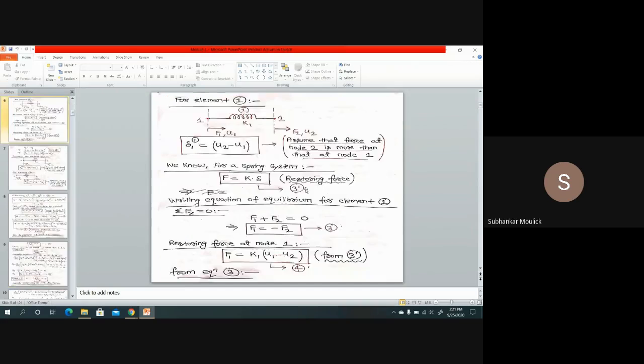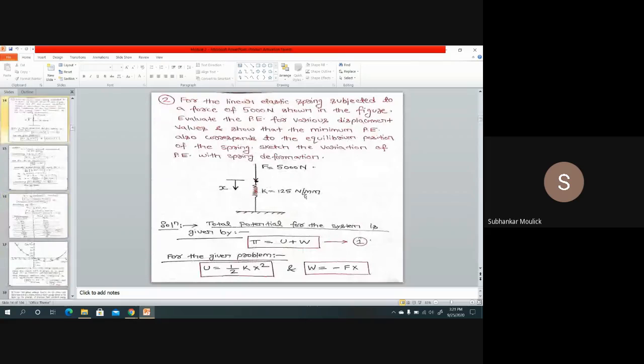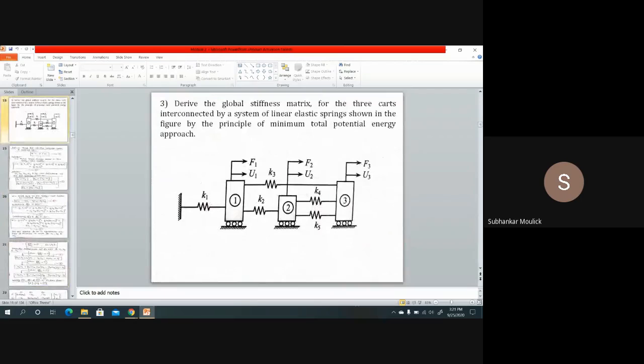So let us solve the third problem first. The second problem I will show you later on. It is a little bit easy. So let us solve the third problem first. I am reading the problem. You just listen to it carefully, what the problem is telling us.